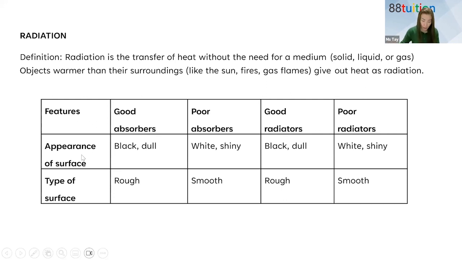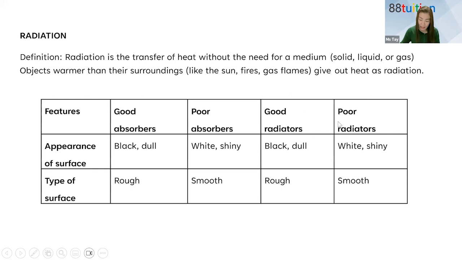Now, if you look at the appearance of the surface, talking about absorber, that means taking in the heat, absorbing the heat. Black and dull surfaces absorb more heat compared to white and shiny surfaces. And if the surfaces are rough, even better, a better absorber. If it's smooth, not as good, but it will still absorb heat.